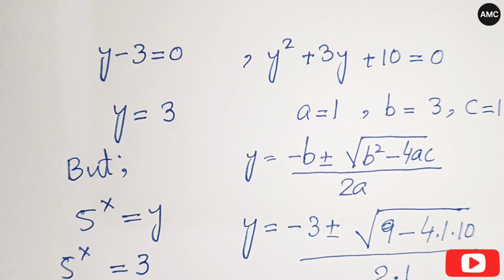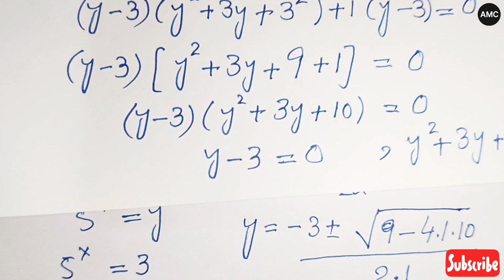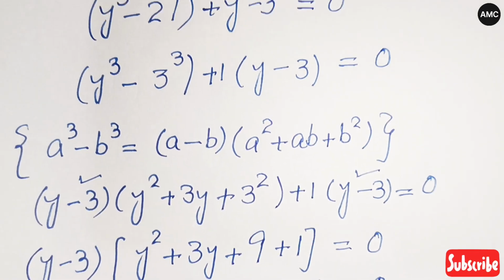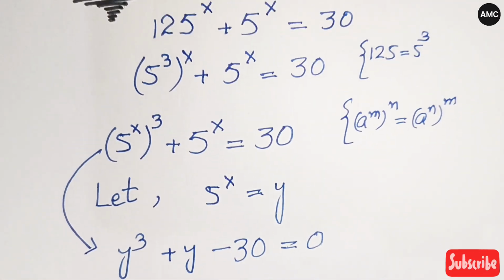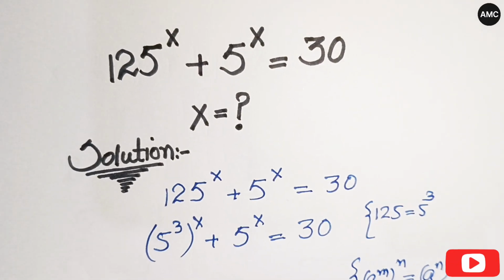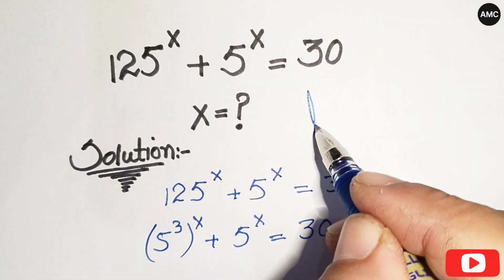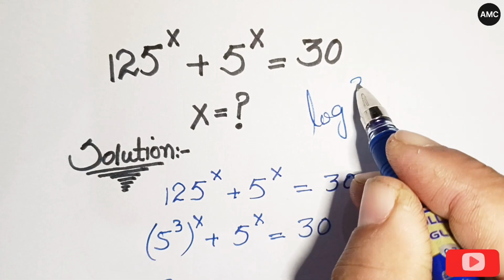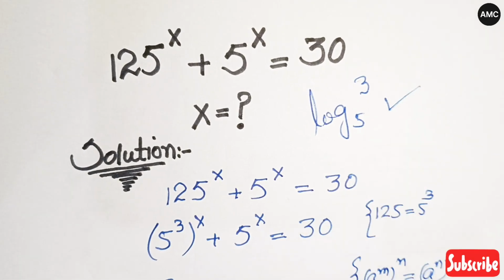Now we can review our problem step by step here. So the value of x is log 3 to base 5. It is our final answer.